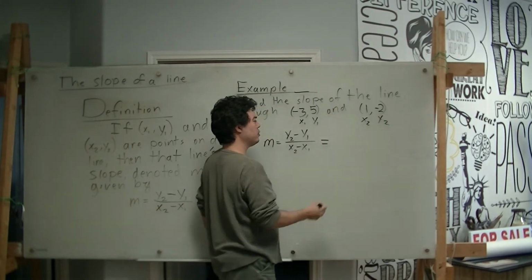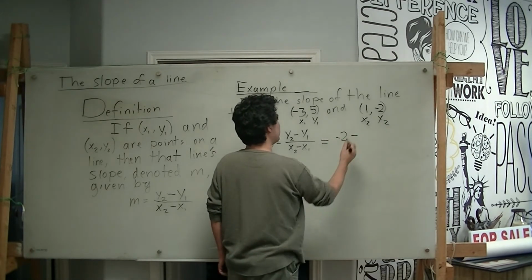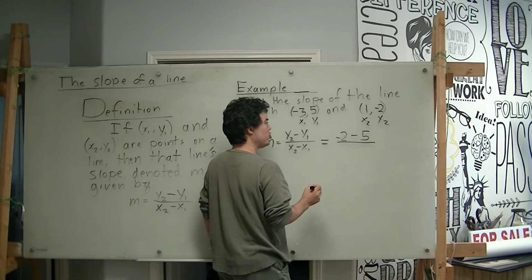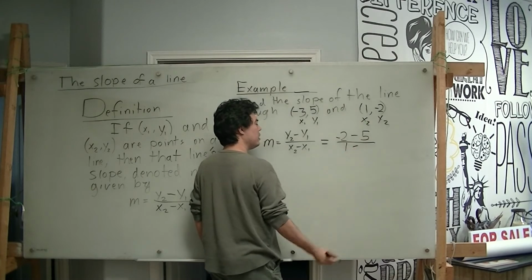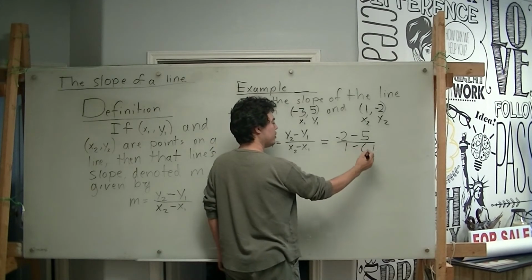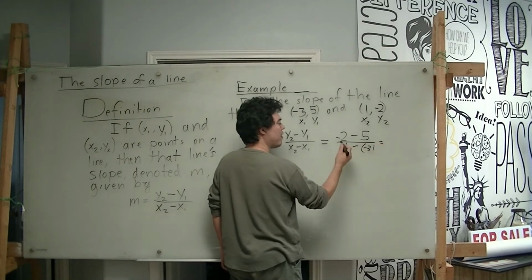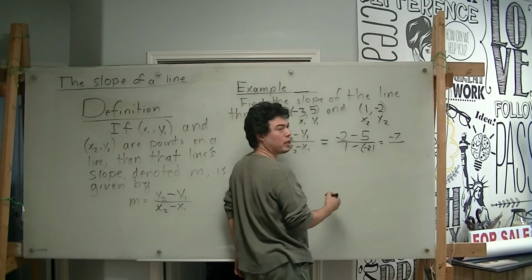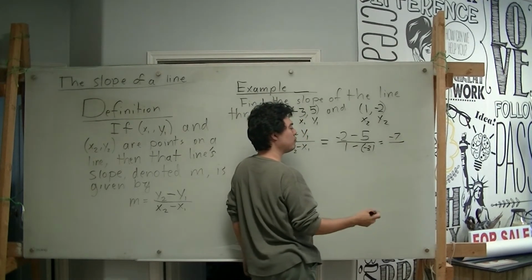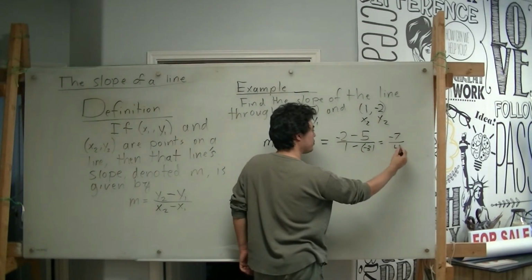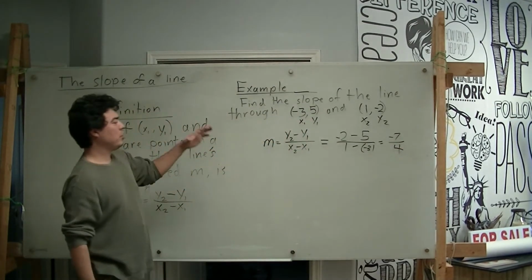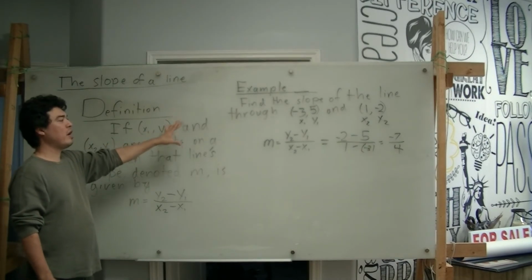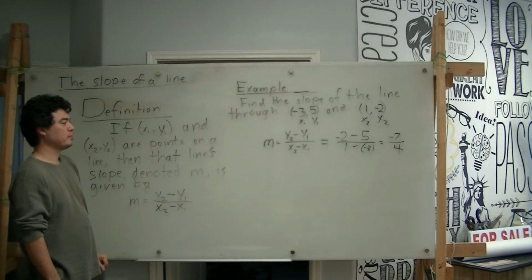Now, y2, -2, minus my y1, which is 5, divided by my x2, which is 1, minus my x1, which is -3. So we have -2 minus 5, which is -7, and we have 1 minus -3, which becomes 1 plus 3, which is 4. So this then, -7/4, is the slope of the line that passes through the points (-3, 5) and (1, -2).